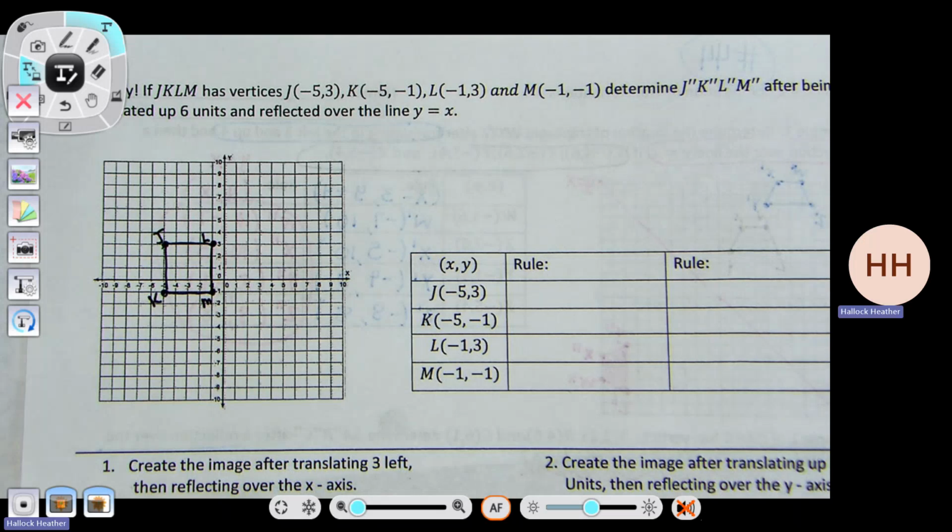A lot of people are plotting A and M. It's like I go like this. You're just going up 6. You're making the image so you don't have to go left or right anything. And then you're going to try to reflect over the line y equals x.